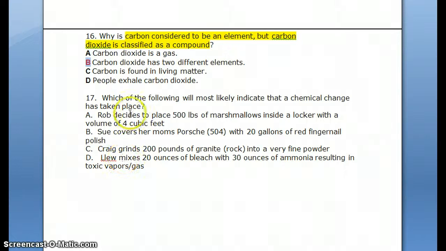Number 17. Which of the following will most likely indicate that a chemical change has taken place? So Rob decided to push 500 pounds of marshmallows inside a locker. Well, that would probably be pretty hard to do, and it'd probably be pretty funny to watch, but that's just a physical change. Sue covers her mom's Porsche with 20 gallons of red fingernail polish. That's not a very nice thing to do, and that is a physical change. Craig grinds 200 pounds of granite into a very fine powder. Again, that's a physical change. Lou mixes 20 ounces of bleach with 30 ounces of ammonia, resulting in toxic vapors of gas. Well, because there was a gas being released, we have a chemical change, and so therefore D is our best answer choice.